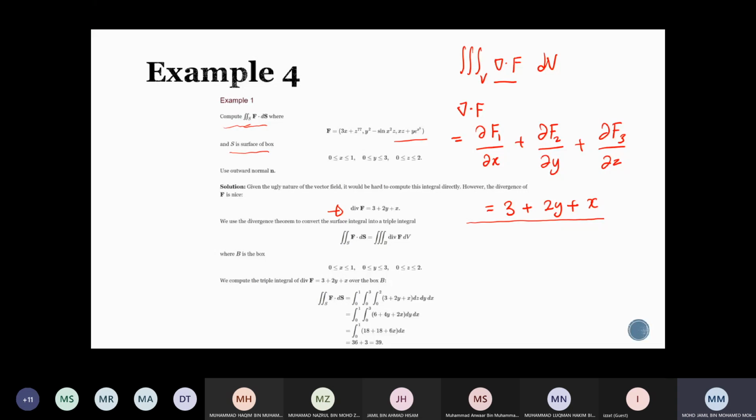Then you want to integrate the divergence of F 3 times in the volume of the cube. So this is the volume of the cube. What you can do is first substitute the value of the divergence of F.